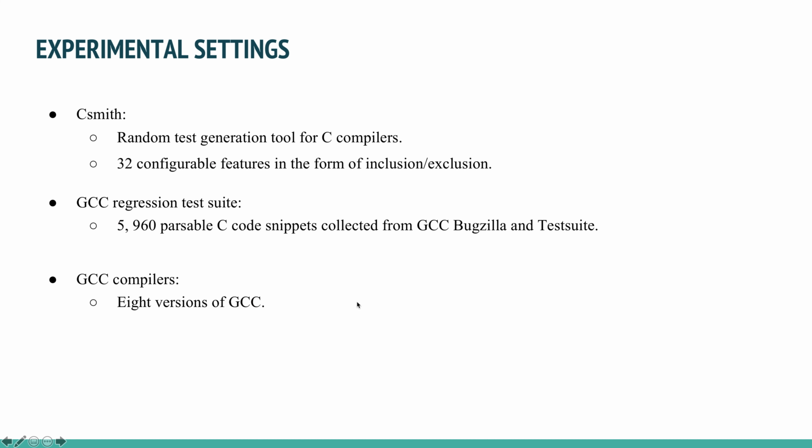In the experiment setting, we use Csmith, an open source automatic test generation tool for C compilers. We select 32 configurable features from Csmith in the form of inclusion and exclusion from the command line options. We use the GCC regression test suite that contains around 6,000 parsable C code snippets. Those have been collected from the confirmed bug reports in GCC Bugzilla and the test suite. And we use 8 versions of GCC under test, including the trunk version.